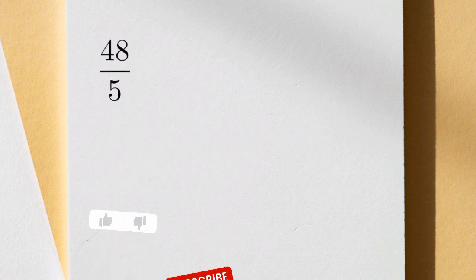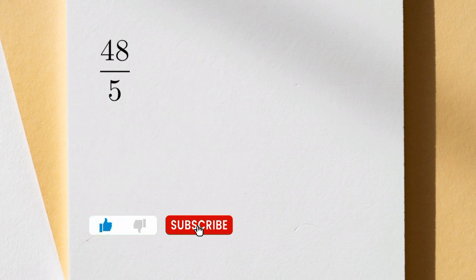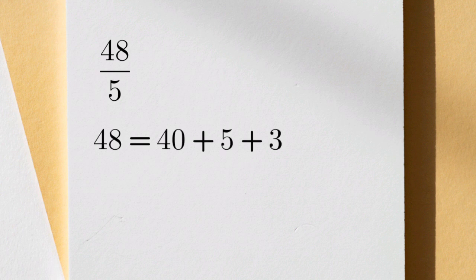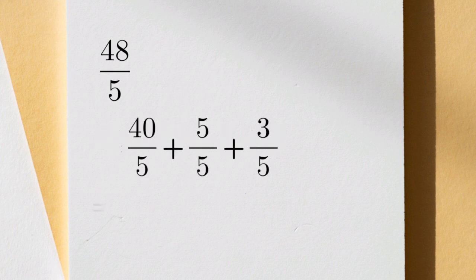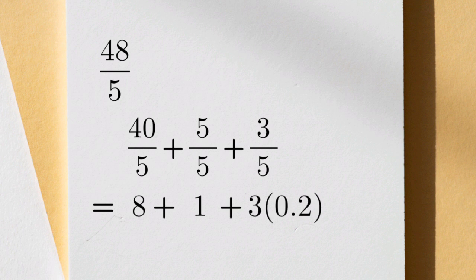You can go ahead and pause the video and give this one a try. So for 48, it can be split into 3, which is 40, 5, and then 3. When you add 45 and 3, you have 48. So 5 dividing 40, you have 8. 5 dividing 5, which is itself, you have 1. And then 3 over 5 is still equals to 3 multiplied by 1 over 5. And 1 over 5 is equals to 0.2. So 3 multiplied by 0.2 is equals to 0.6. So we have 8 plus 1 plus 0.6, which is equals to 9.6. So we can say 48 divided by 5 is equals to 9.6.